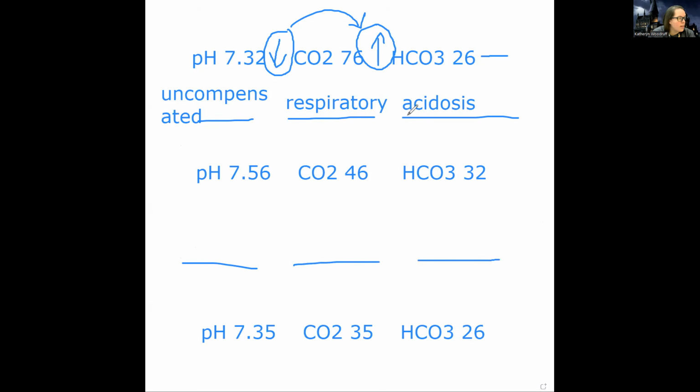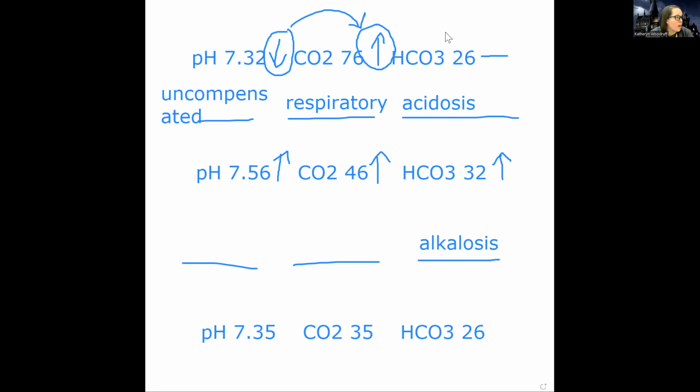So I've got this. Remember, step one, I make my arrows. This is high, this is high, and this is high. Then I look at my pH. Step one, I make my lines and my arrows, and then I look at my pH and see if it's high, low, or normal. It's high, so I have a state of alkalosis, an alkalotic problem.